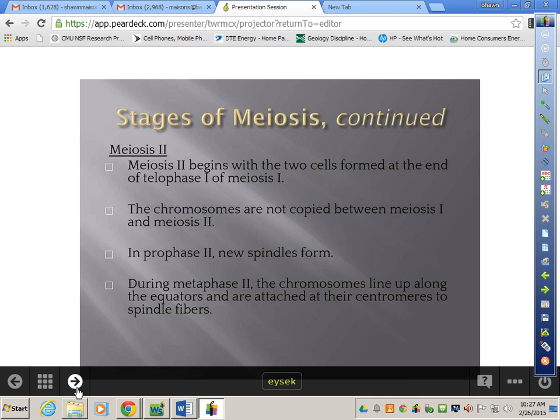So meiosis 2 begins with the two cells that form at the end of telophase of meiosis 1, and the chromosomes are not copied between meiosis 1 and meiosis 2. Why don't we just copy them again? We'd be right back to where we started, and we'd have to go through meiosis 1 again. It would be a never-ending cycle, right?